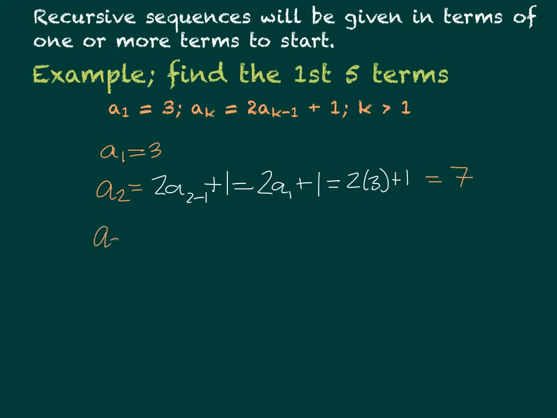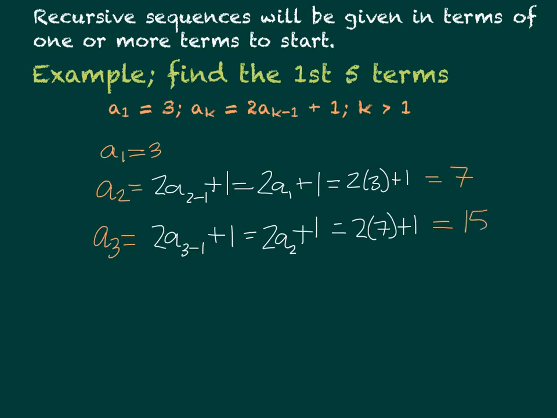A sub 3, same process. 2 a sub 3 minus 1 plus 1 equals 2 times a sub 2 plus 1 equals 2 times 7 plus 1. So 2 times 7 is 14 plus 1 is 15. A sub 4.